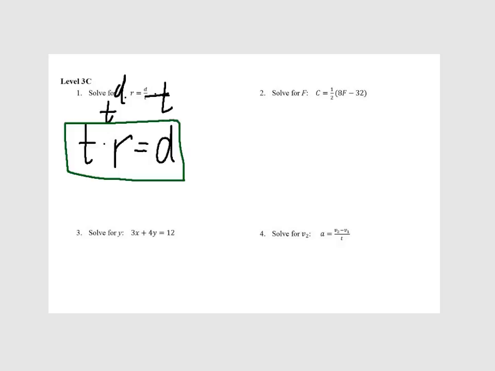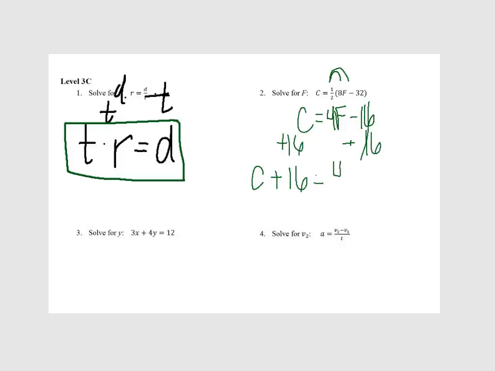Number 2, I need to solve for f. I notice I have the distributive property, so I'm going to do a half of 8, which gives me 4f, and a half of 32, which gives me negative 16. Now what I need to do is get rid of the negative 16. So I add 16 to both sides. My 16's cancel, and I'm left with c plus 16 equals 4f.